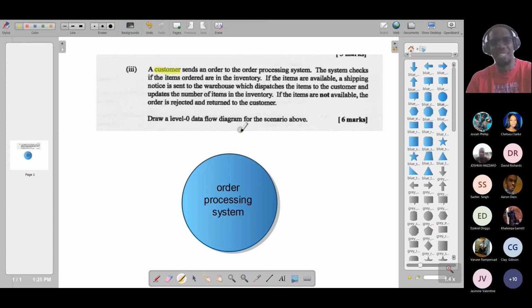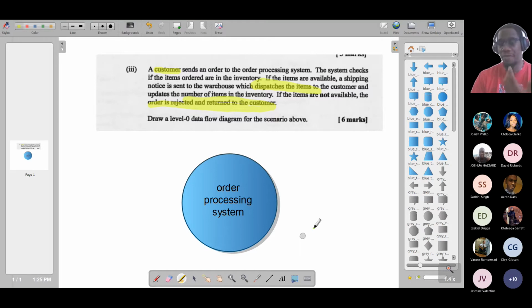If the items are not available, the order is rejected and returned to the customer. So we have two things happening. We have the dispatch here, but remember we said that tangible things are not represented in this data flow diagram. So it's really a notice that the item was dispatched. And if the items are not available, the order is rejected and returned to the customer, right? So the customer will get an order rejection notice.